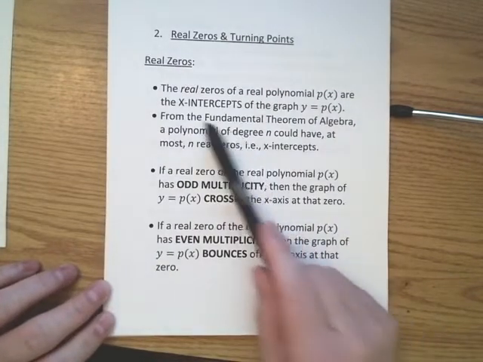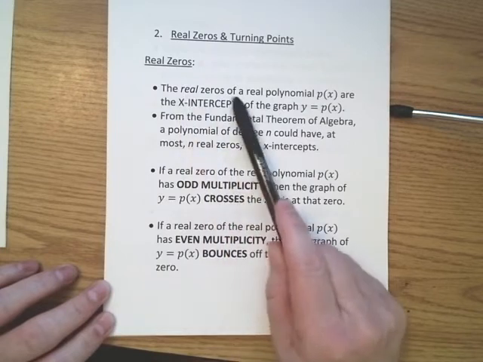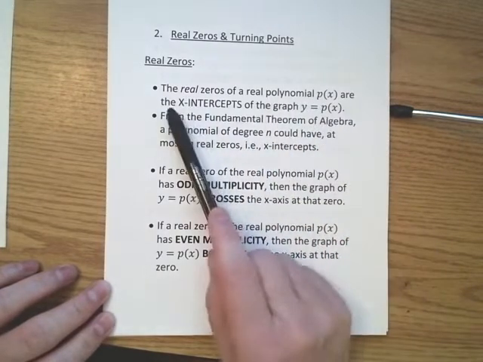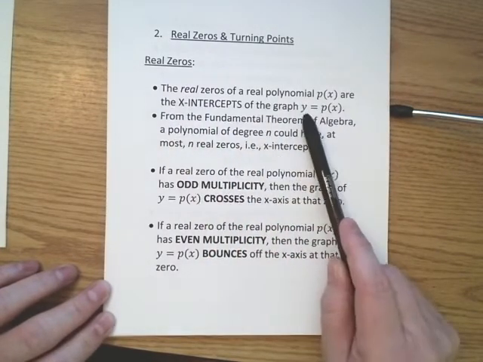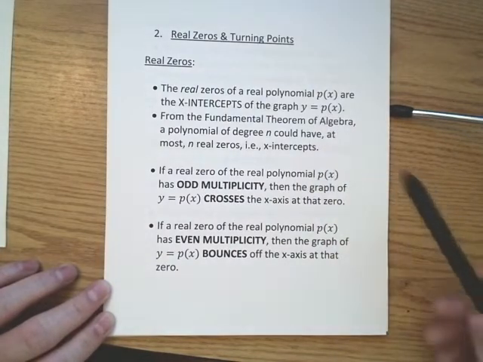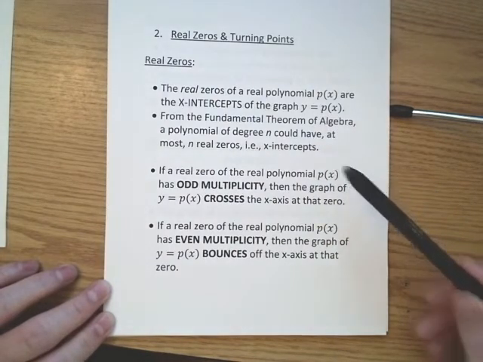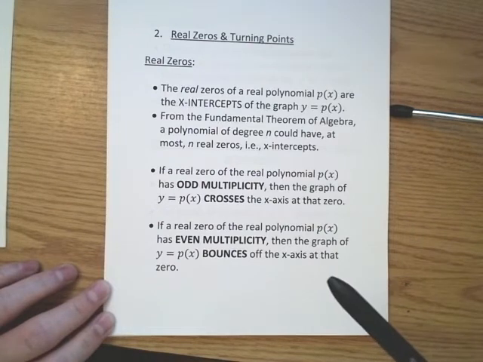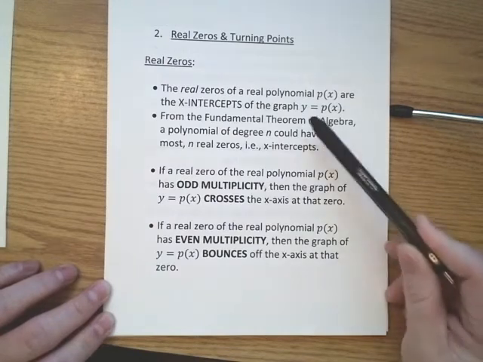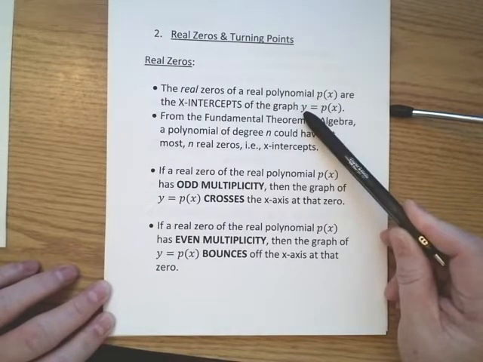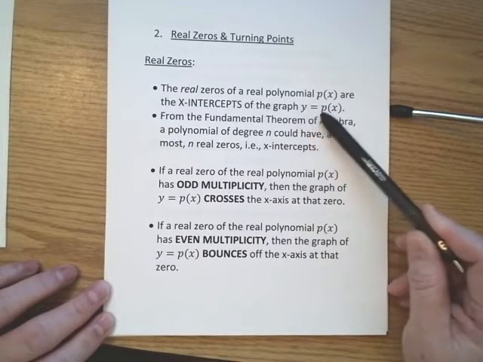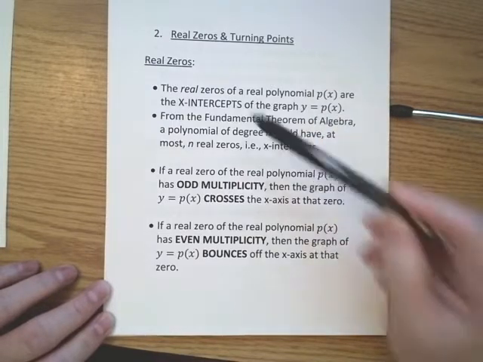But if you think about this, the real zeros of a real polynomial are really the x-intercepts of the graph y equals p of x. Because what is an x-intercept? It's a point on the graph where it crosses the x-axis. And any point on the x-axis has y equal to 0. So you'd be looking at 0 equals p of x. Solutions to that are what?